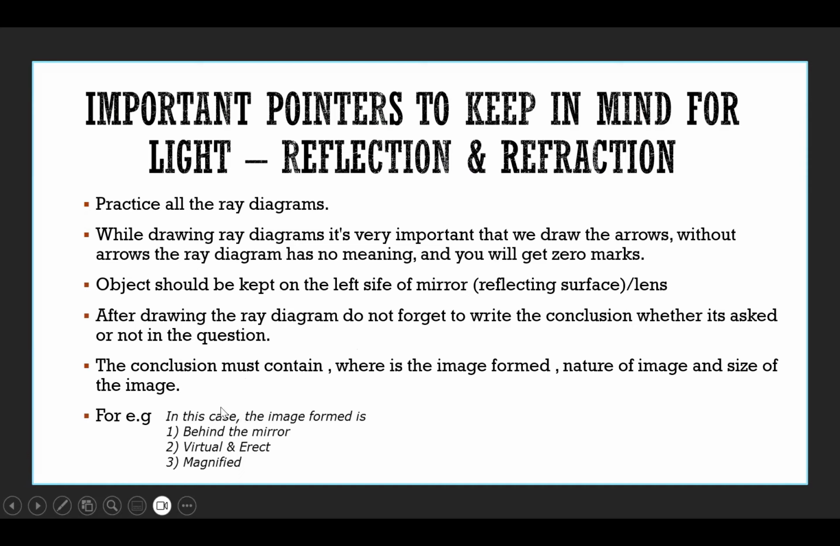For example, I've shown you one sample for a particular ray diagram. The image formed, where is it formed? Behind the mirror. What is the nature? Virtual and erect. If it is real, then it would be inverted, and magnified, diminished, highly diminished sort of things.